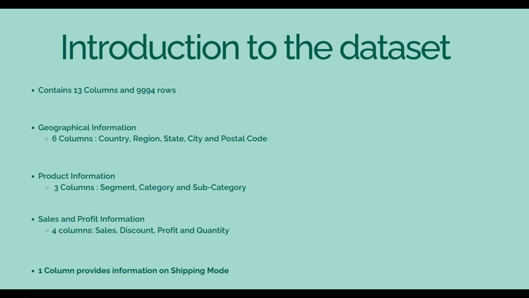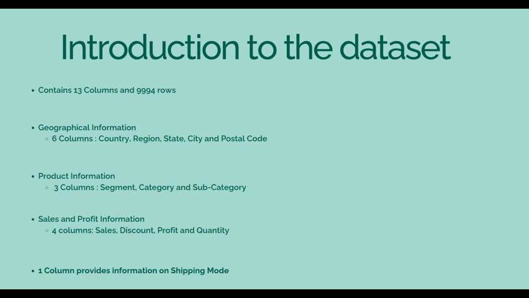So we have 6 columns which give us geographical information like the country, region, state, city and postal code. Then we have 3 columns that give us information about the customer and the product. The segment column gives us the type of customer, and the category and subcategory tell us about the product category and subcategory.